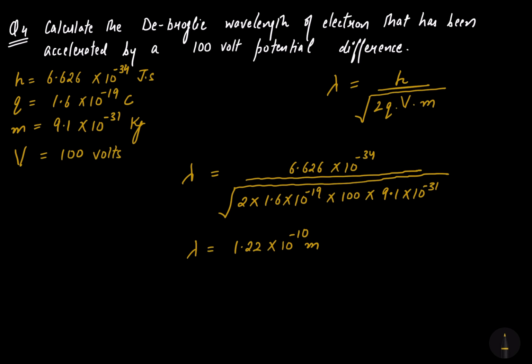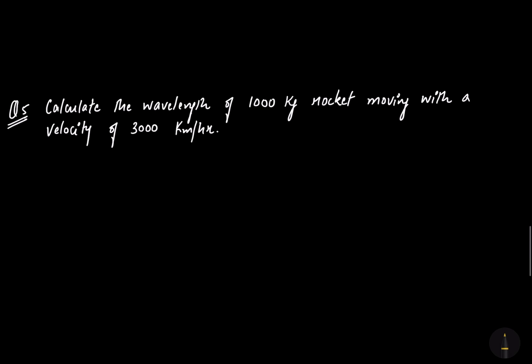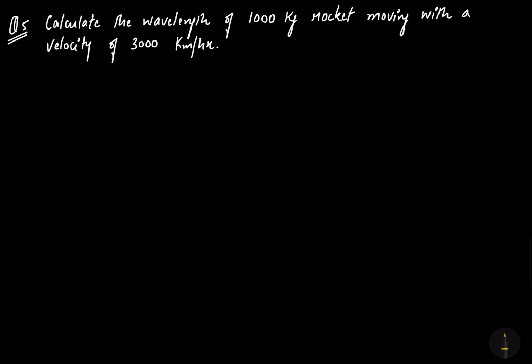So now let's move to the fifth numerical. The fifth numerical is saying calculate the wavelength of 1000 kilogram of rocket moving with the velocity of 3000 kilometers per hour. Firstly, velocity is given to be 3000 kilometers per hour. We have to firstly convert the velocity from kilometers per hour to meters per second.